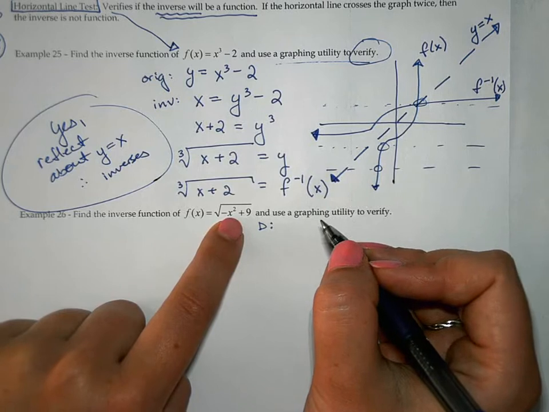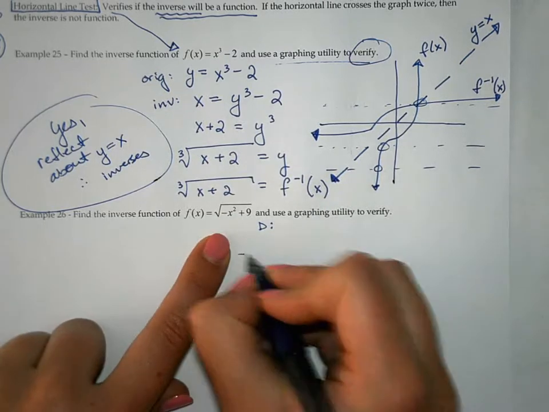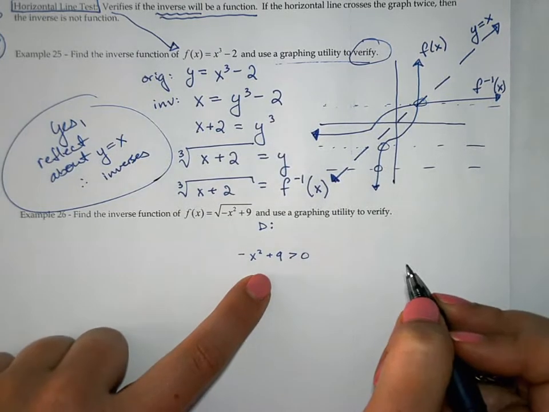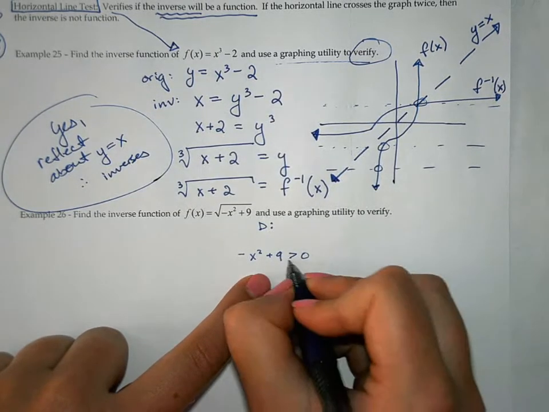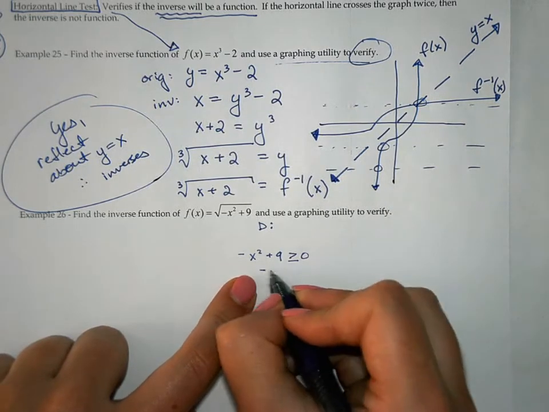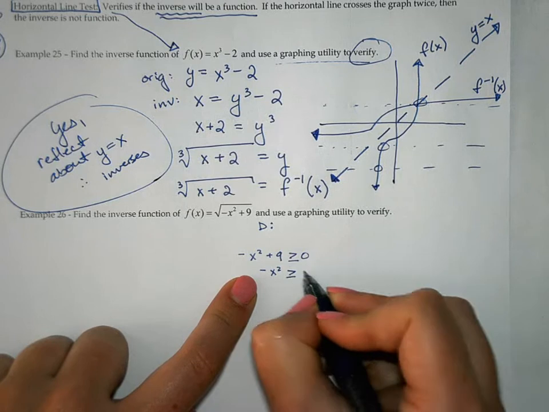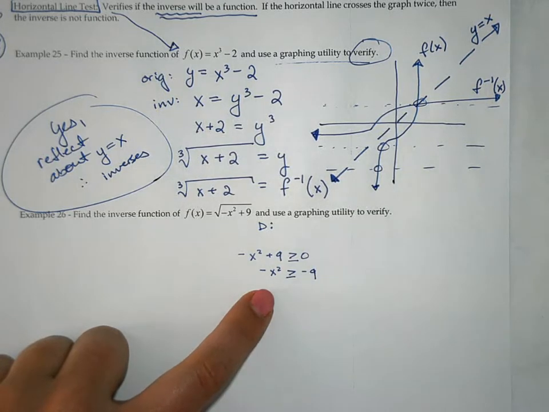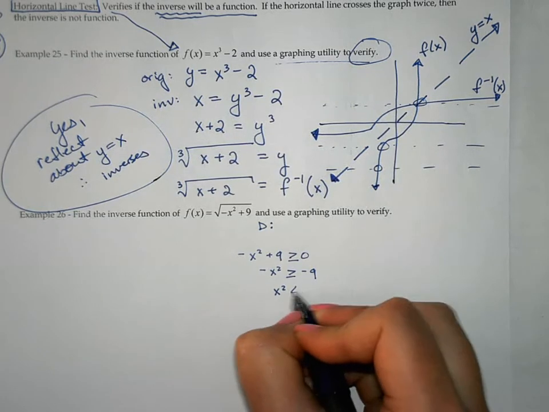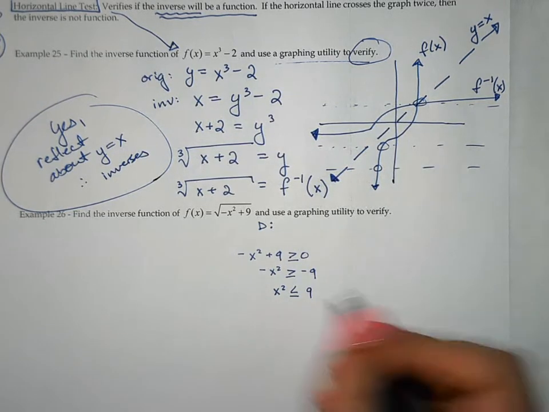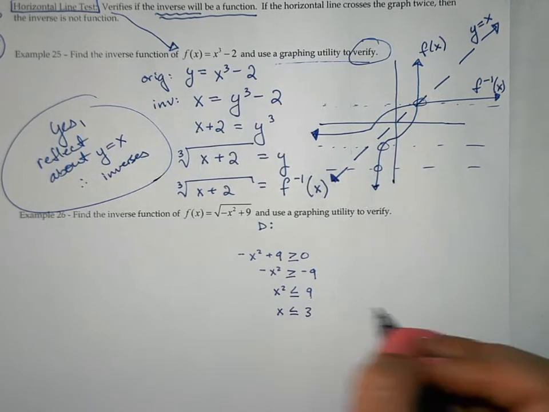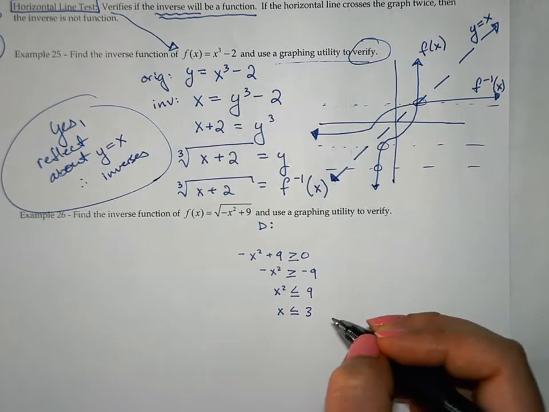So plugging in values here, think about what could be in here. We know that negative x squared plus 9 must be positive. It could be equal to 0, but can't be less than 0. So what types of values will make this true? Well, negative x squared greater than or equal to negative 9. Or we could flip-flop this. We could say x squared less than or equal to 9. Taking square roots, x less than or equal to 3. So that's a starting point for us. x less than or equal to 3.